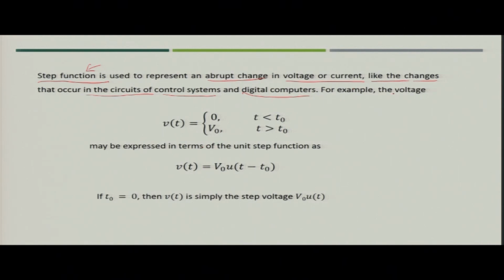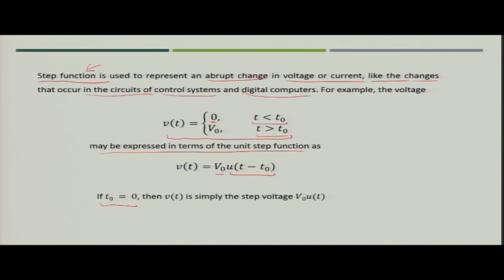In the same manner, you will see the application of the step function in the electrical circuit also. If you apply a step voltage to the circuit, you can represent that phenomenon with the help of this step function. How do you represent it? You say the value of voltage is 0 when time t is less than t naught, and at t greater than t naught the value becomes V naught. You can simply represent it in terms of the unit step function also. V naught is the constant value, you can take it out and multiply it by u(t minus t naught), which is the unit step function.